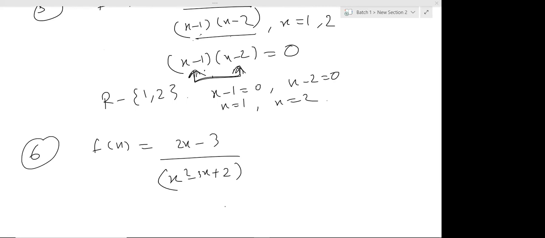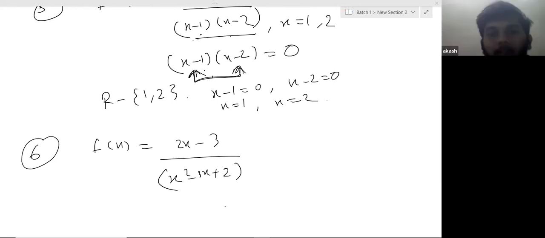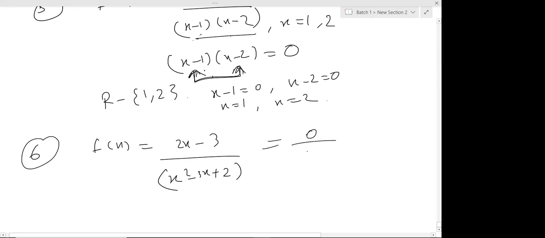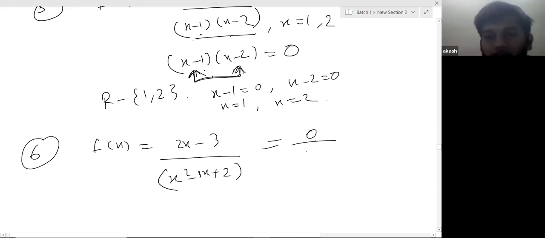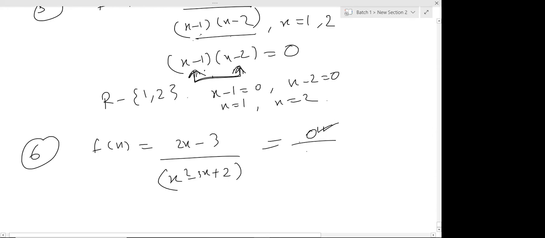So should we also consider the numerator? See, in the numerator, if it is 0, then 0 upon anything is 0. So we don't have any problem having 0 in the numerator. Okay, sir. All right.